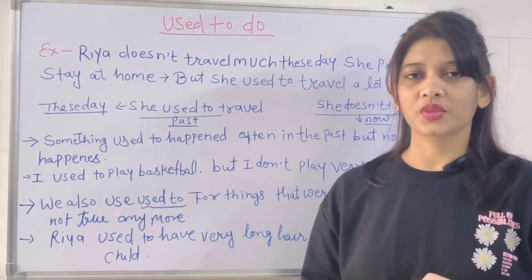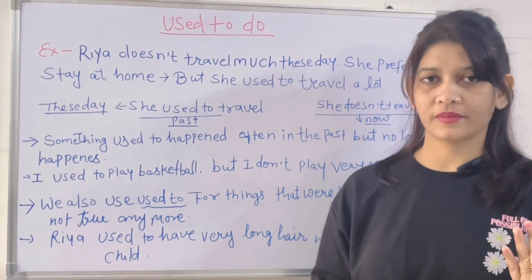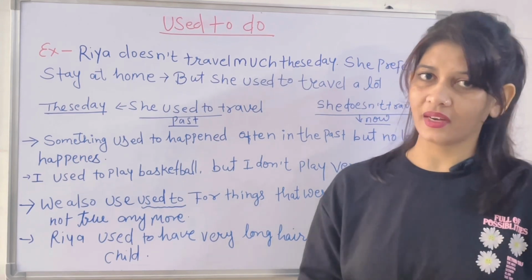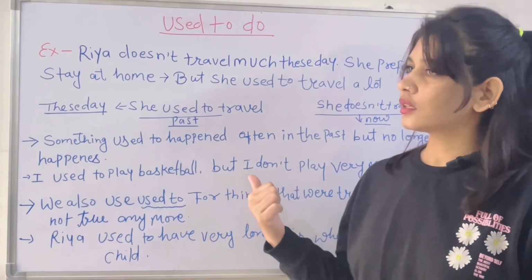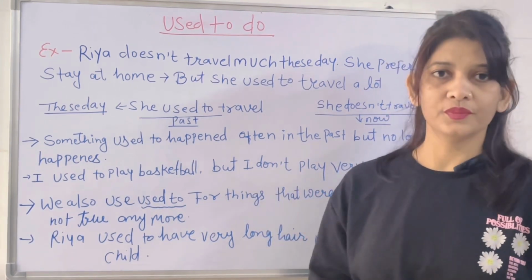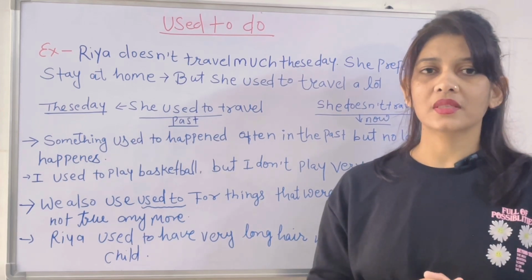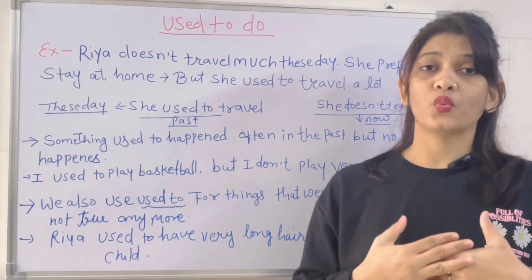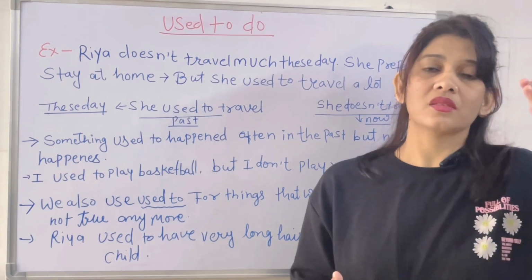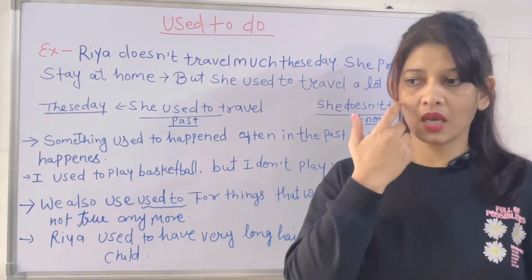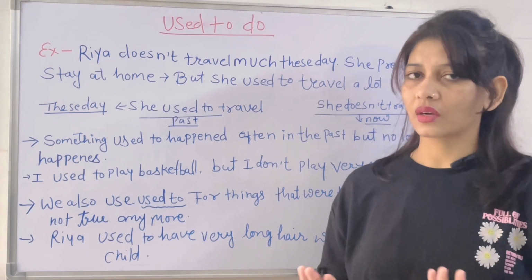Yesterday, I taught you about have and have got. There is no difference between them. Today, we will learn "used to do." "Used to do" is a phrase we use for things we used to do in the past, but right now we are not doing.